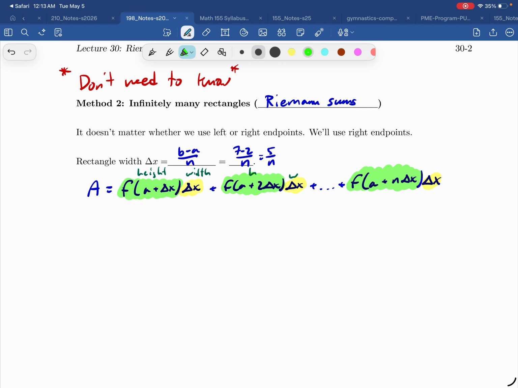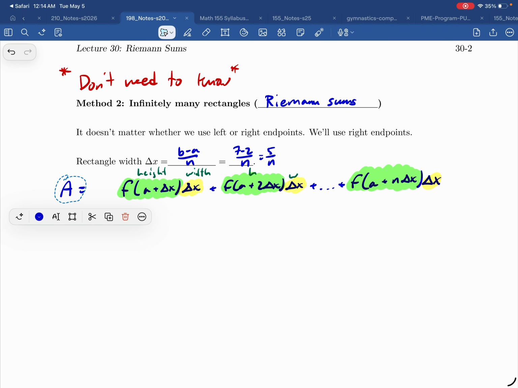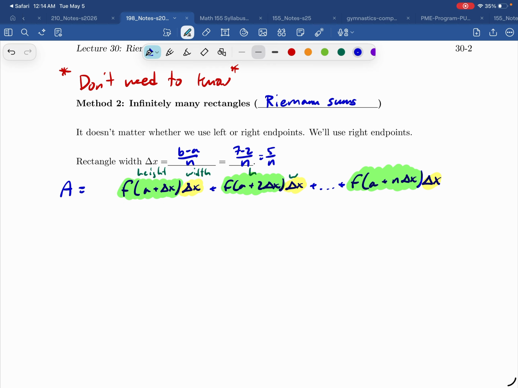Okay, and I guess I should point out that this is an arbitrary number of times, n number of times. But if we really want to find the exact area under the curve, and we need to use infinitely many rectangles, well, I guess we really need to take the limit as n approaches infinity of all this stuff.